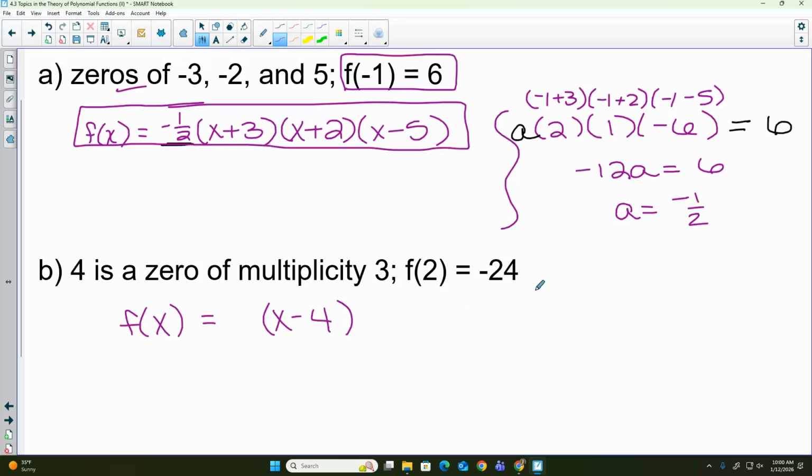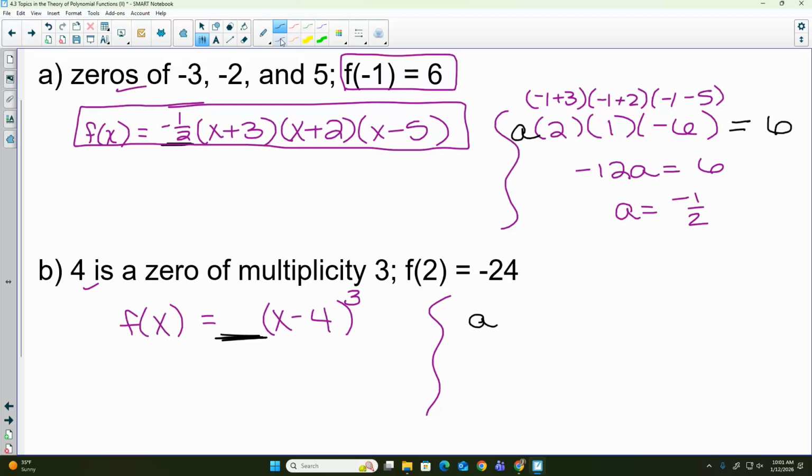So you could write x minus 4 3 times. You could also just put it to the third power. So the multiplicity is the number of times it works. Either write your parentheses repeatedly or use it as an exponent. So I have my degree 3, I have my 0. The other thing, when I plug in a 2, it has to equal -24. So the only other thing I could have, I can't have any more x's, I could have a number in front.